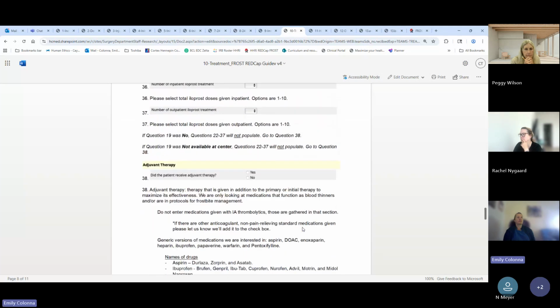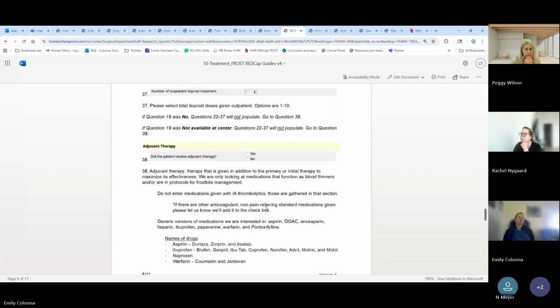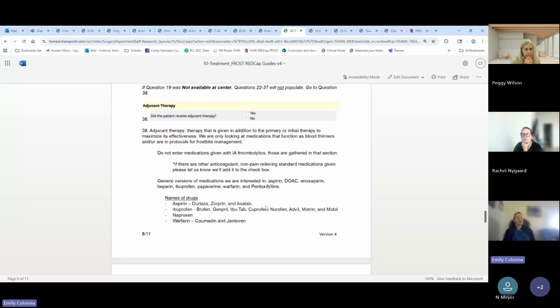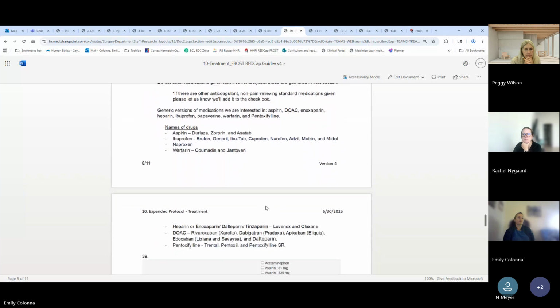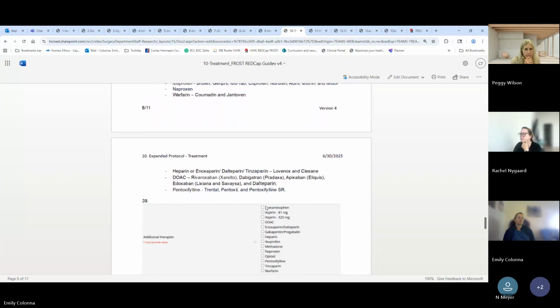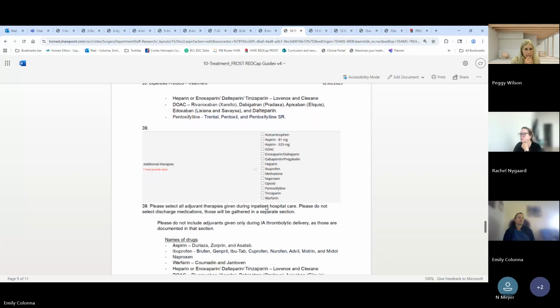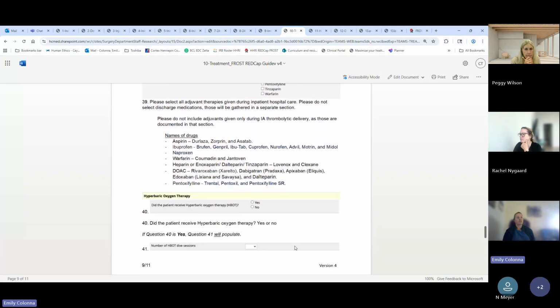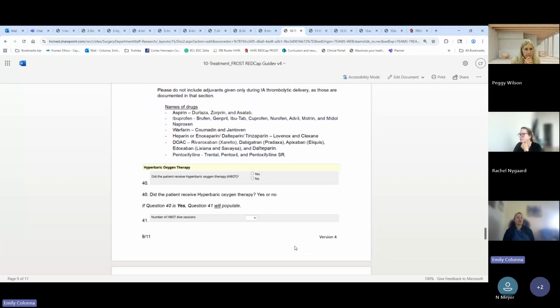Adjuvant therapy, we're looking at other medications to help treat severe frostbite, and these are the anticoagulant and antiplatelet drugs. Here's a list of common names, here's the list to pick from. Do you guys do hyperbaric oxygen therapy? Sometimes. You can enter that information here. We're interested in how many dives.